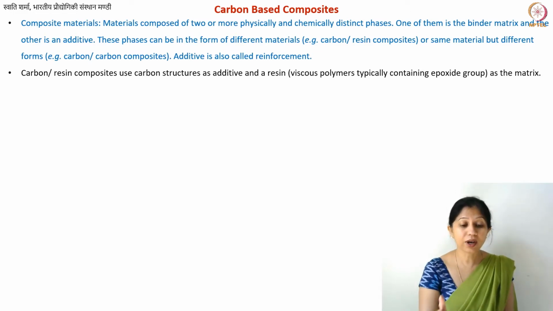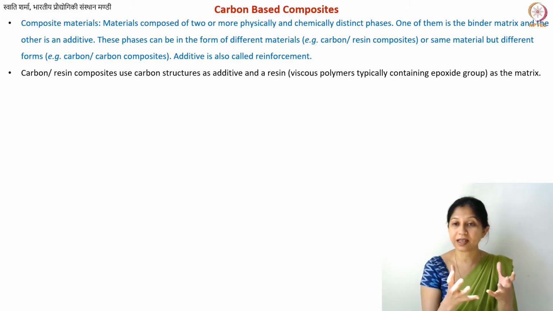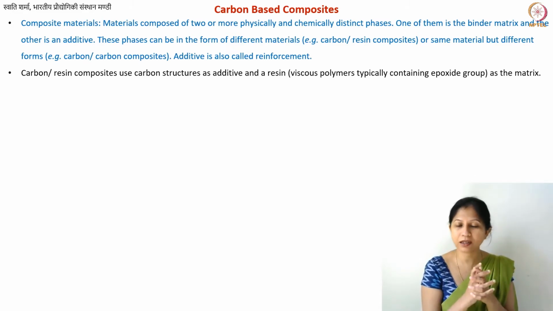Okay, you can have carbon and resin-based composites. So you can have your binder phase as a polymer, and these polymers are resins. Resins, you know already, these are very viscous, kind of glue-like polymers. So they are sticky and viscous polymers. And these polymers also have this interesting property that they can be hardened or they can be cured.